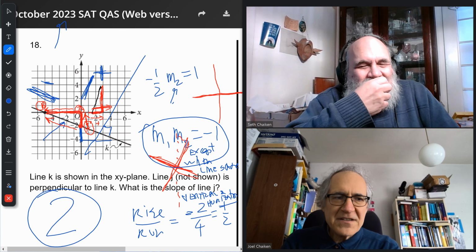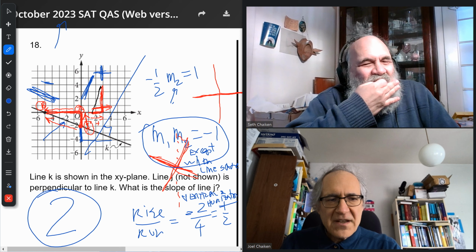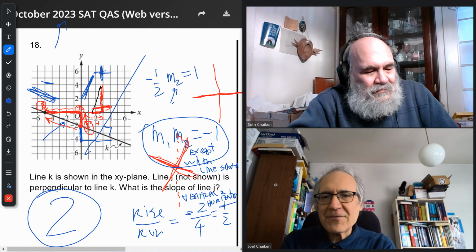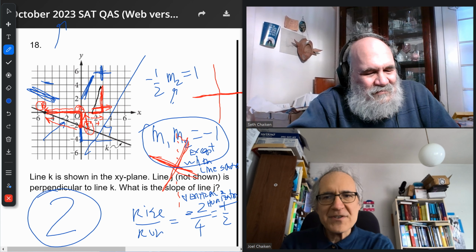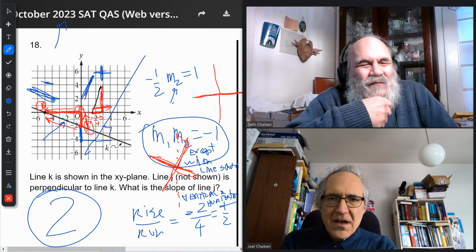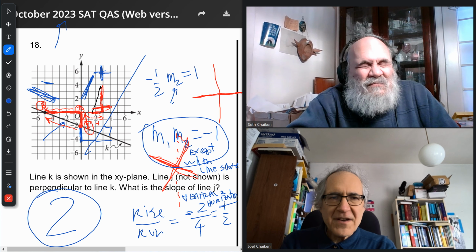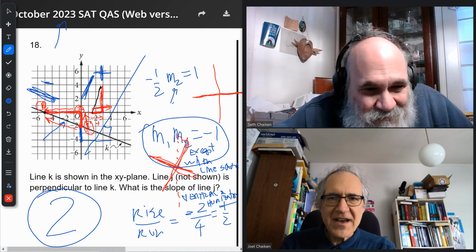And what's the main idea of the question? You need to know the relationship of the slopes of perpendicular lines, and you also have to know how to calculate the slope of a line from a graph. So we already talked about the main idea of the question. Okay. I think that's it. Yeah, that's it. We're going to move into Throwback Thursday now.